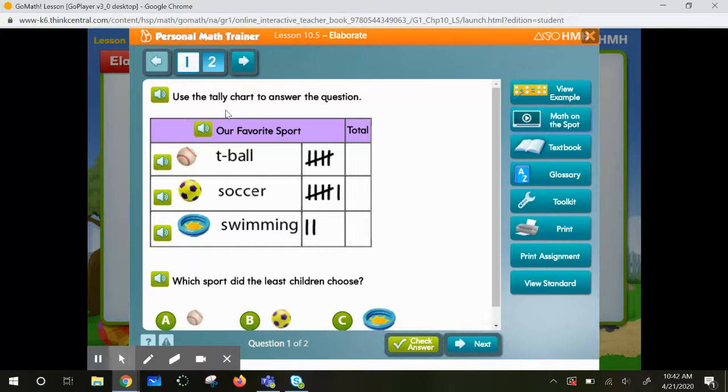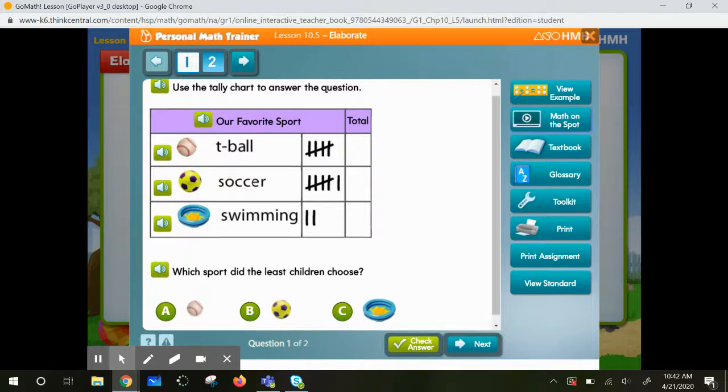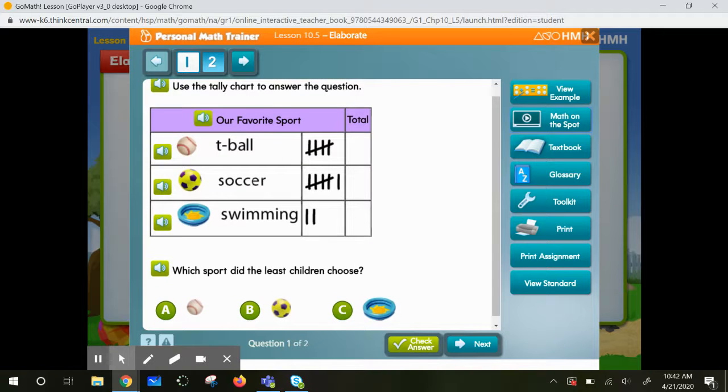All right, using the tally chart to answer the question. The title, Our Favorite Sport. The choices were t-ball, soccer, swimming. Which sport did the least children choose? Remember, least means the smallest or the fewest amount of votes.